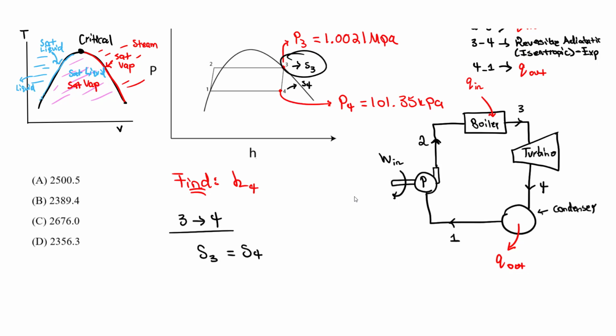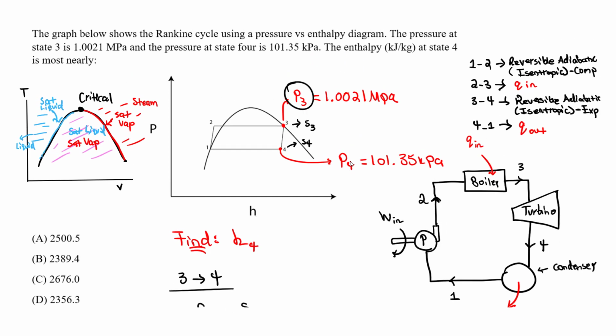But first we need to find the entropy at 3, right? The way we will do that, we're given a pressure. We know we are at a saturated state because we're touching this line. Sorry, saturated vapor, this line is vapor. We're touching the line here at 3. So we can use the steam table and extract the value for S3 at this pressure.